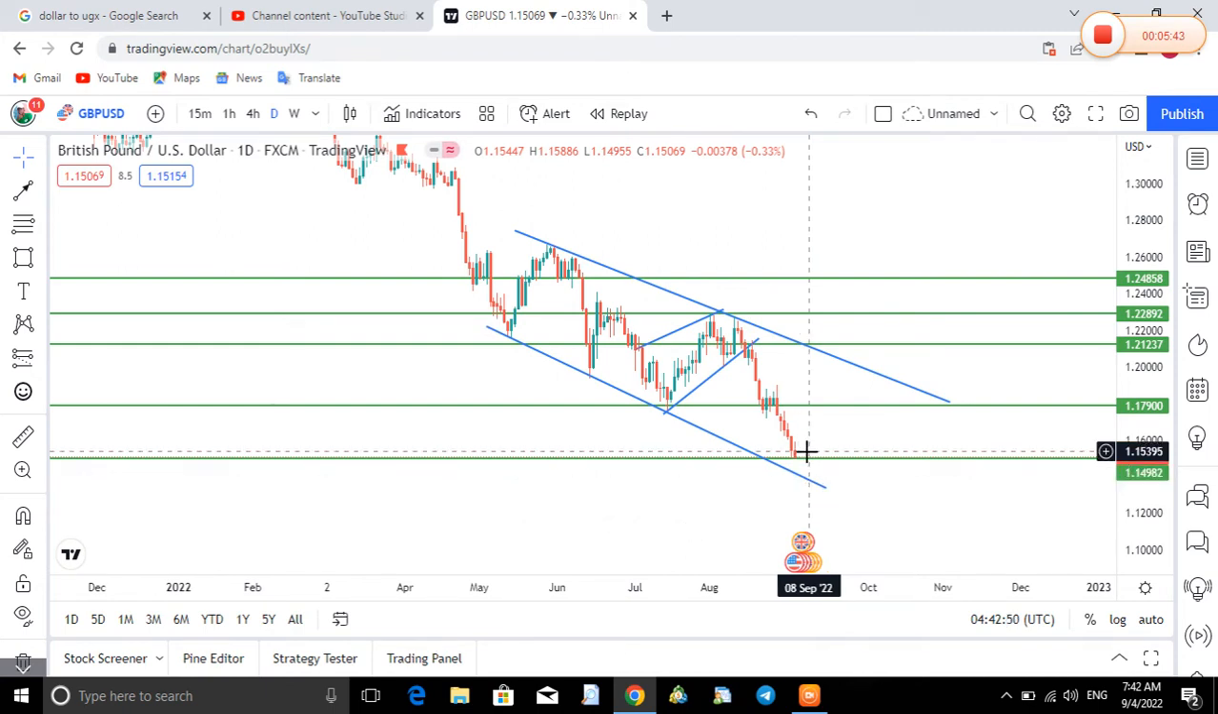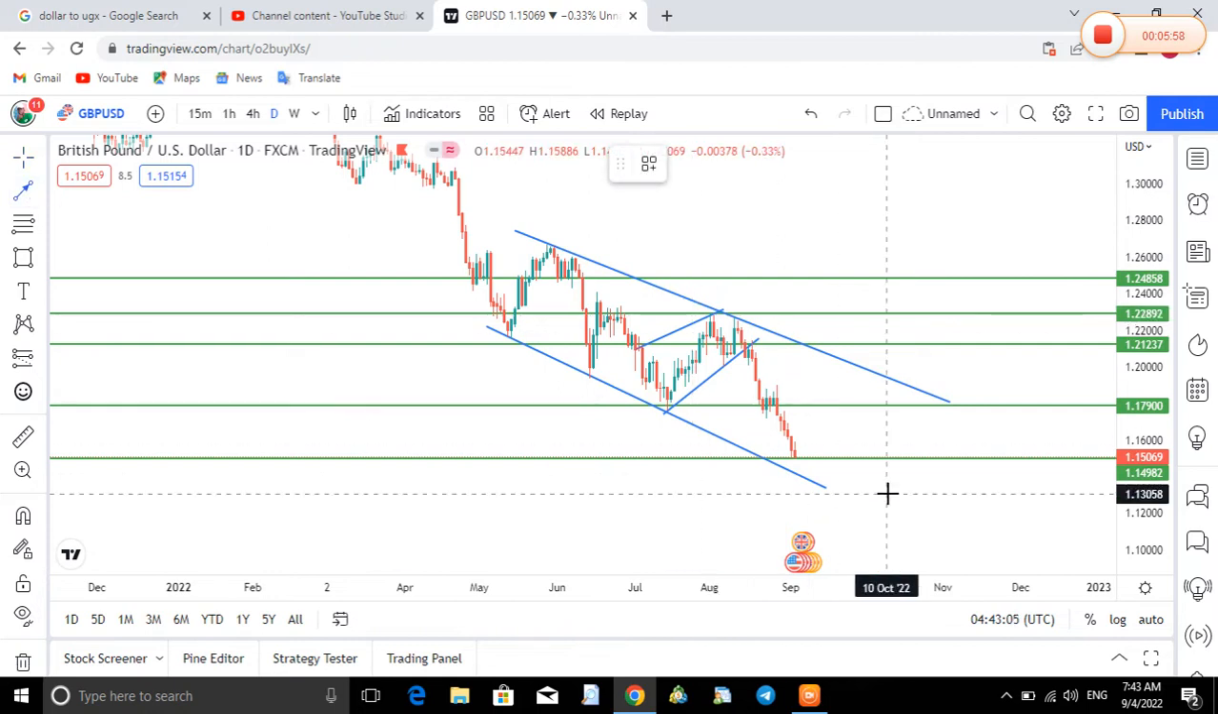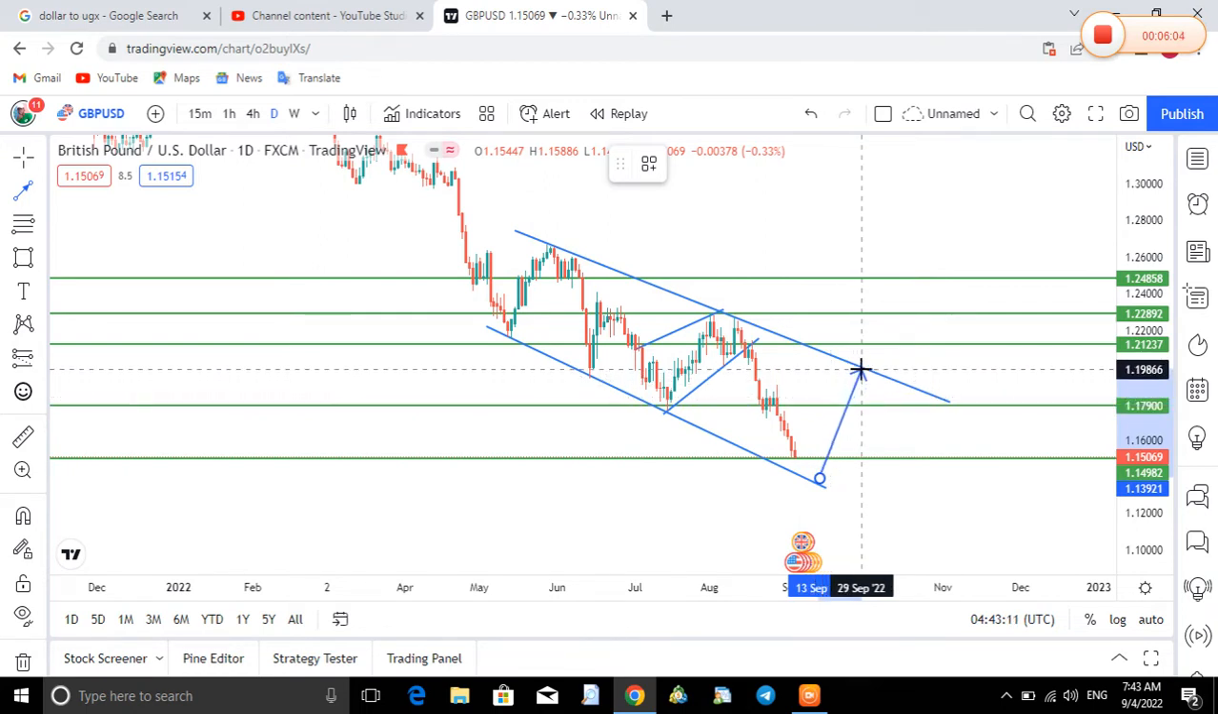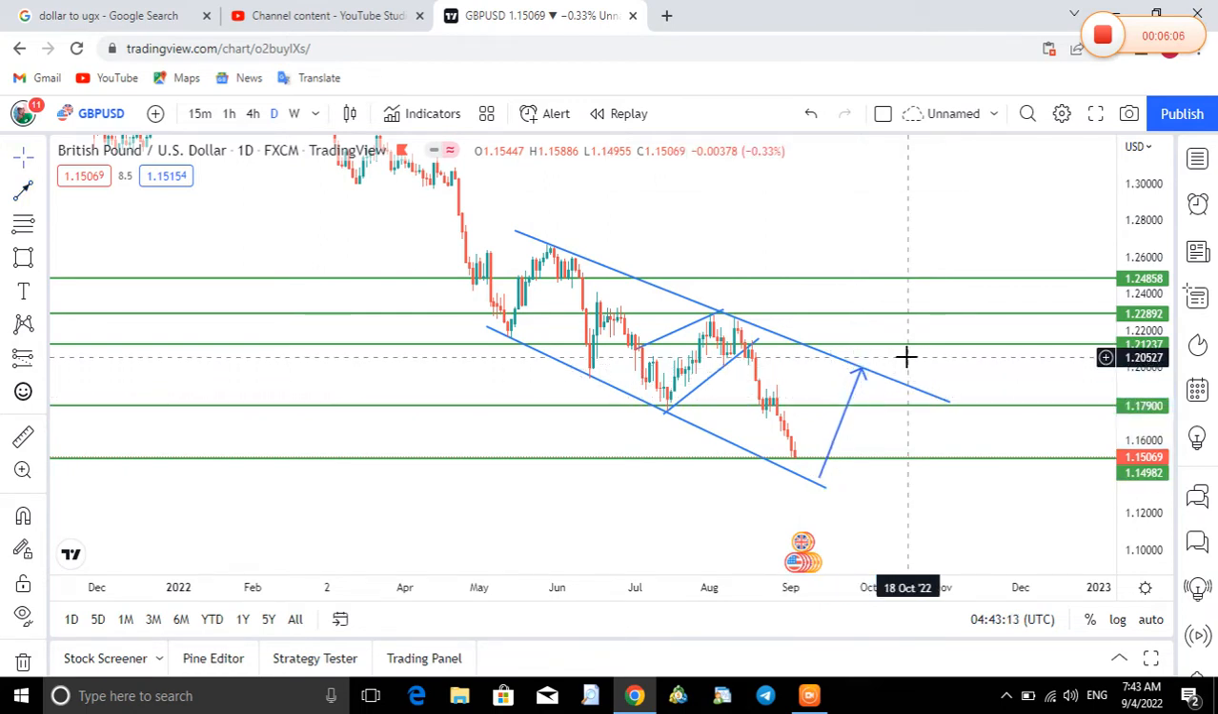So if the market doesn't respond or hold strong on this level, we may see the market pushing down to the downside until it approaches this support trend line of ours before we see a huge pullback from the market, pushing back the price either to this resistance level or breaking it, coming back to retest this resistance trend line of ours.